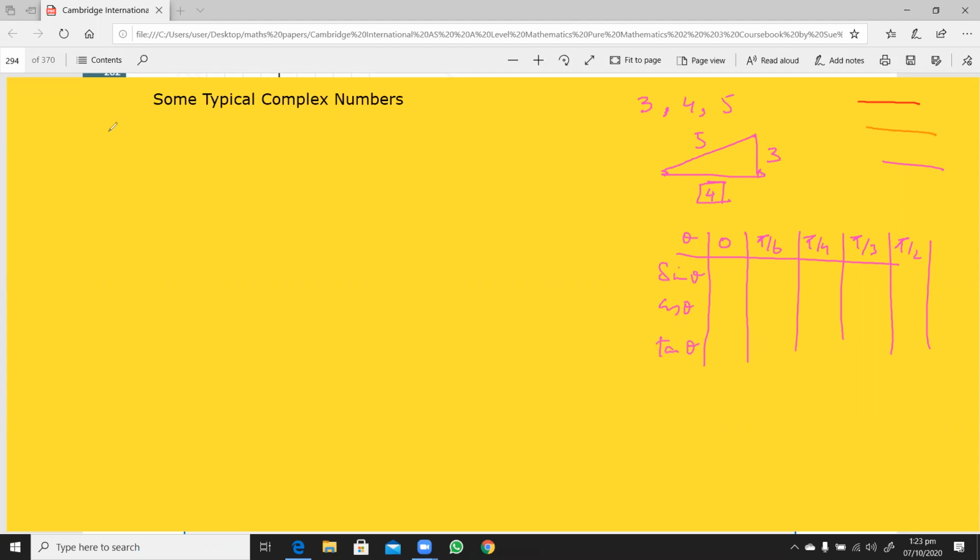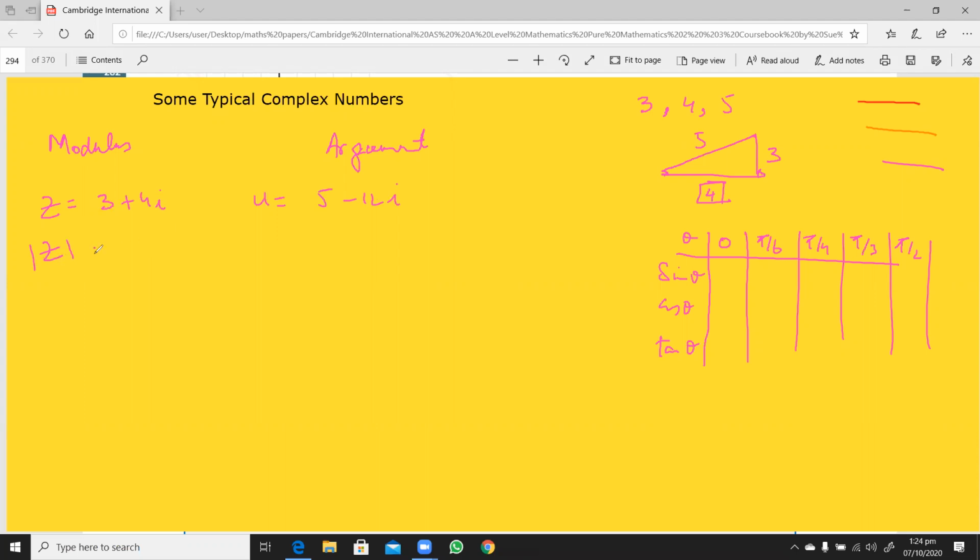Okay? Now, similarly, with respect to the modulus and the argument, we have some typical complex numbers for which you can easily recall the argument or the modulus. Suppose you have a complex number z, which is 3 plus 4 iota, or a complex number u, which is 5 minus 12 iota, or combinations of 3s and 4s, 5s and 12s, and maybe 6 and 8. Can you tell me quickly what is the modulus of this 3 plus 4 iota?